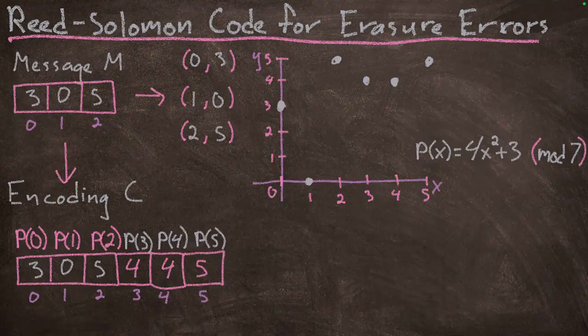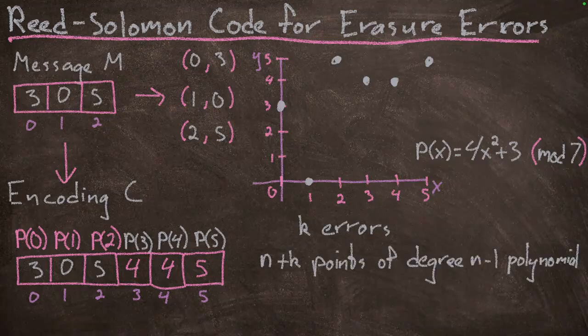If we go one further, show me on your fingers how many errors can we handle here? 3, exactly. Because again, all we need is 3 points. There's 6 points here. So long as we have 3 points left over, we can handle that. In general, if we have k errors, we can have n plus k. We can handle k errors with n plus k points of a degree n minus 1 polynomial.